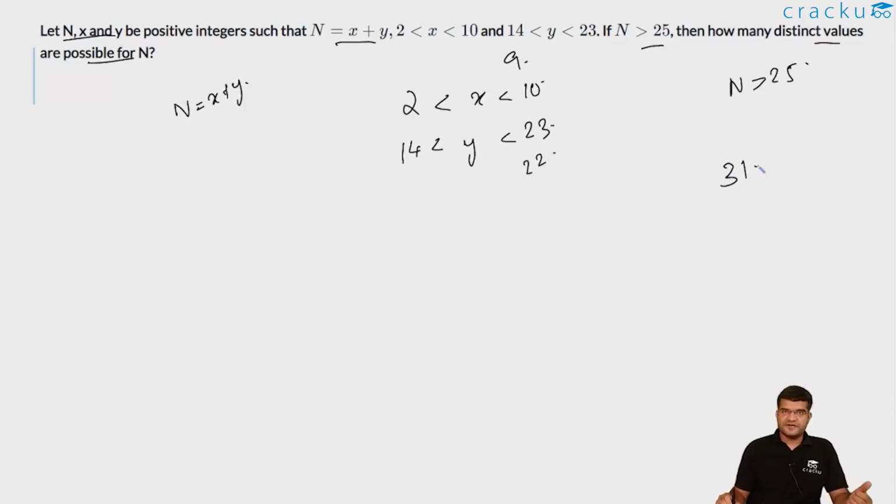And what is the minimum possible value of n? Just from the equation n is equal to x plus y, the minimum value of x is 3 and the minimum value of y is 15. So the minimum value of x plus y will be equal to 18.